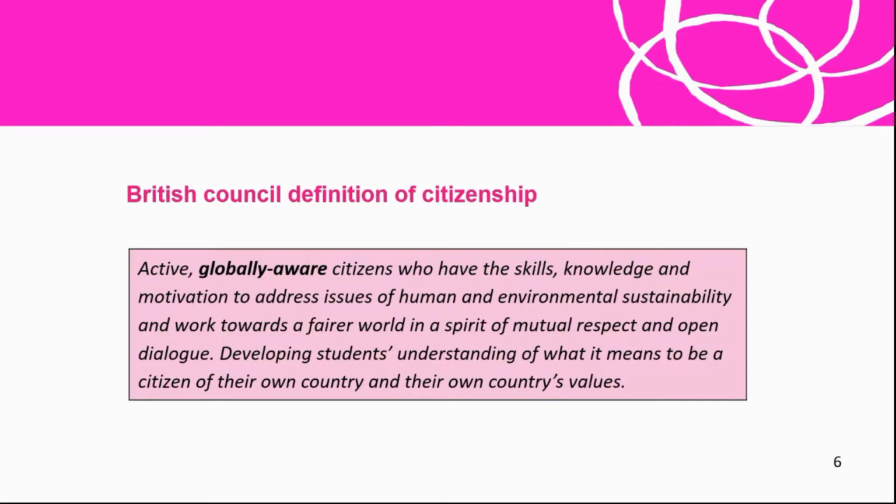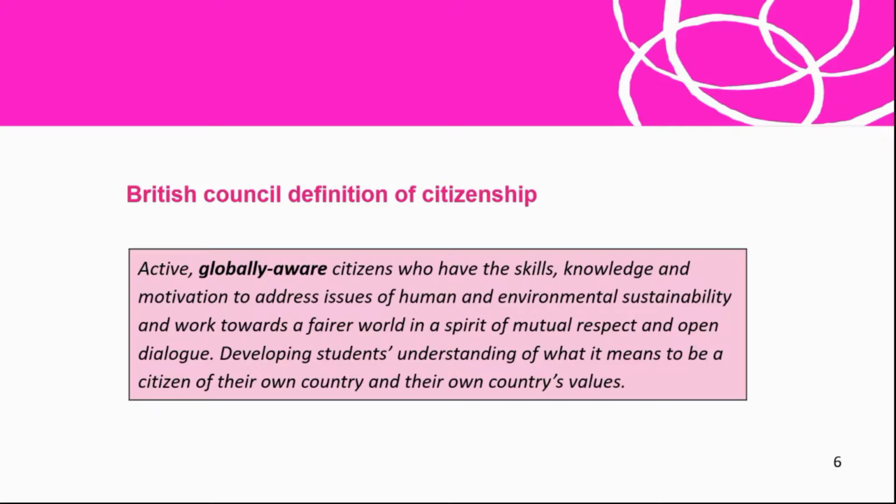Let's look at the British Council definition of citizenship. It says active, globally aware citizens who have the skills, knowledge, and motivation to address issues of human and environmental sustainability and work towards a fairer world in a spirit of mutual respect and open dialogue. Developing students' understanding of what it means to be a citizen of their own country and their own country's values.